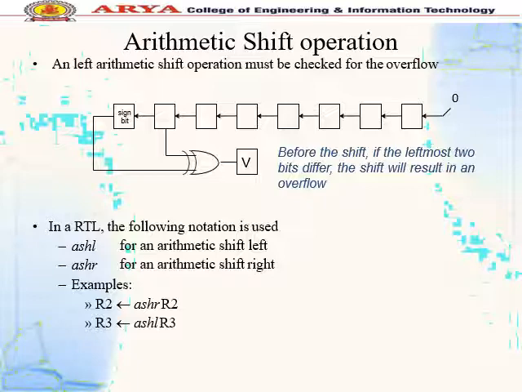In RTL, the following notation is used: ASHL means arithmetic shift left, ASHR means arithmetic shift right. For example, ASHR R2 → R2, ASHL R3 → R3.